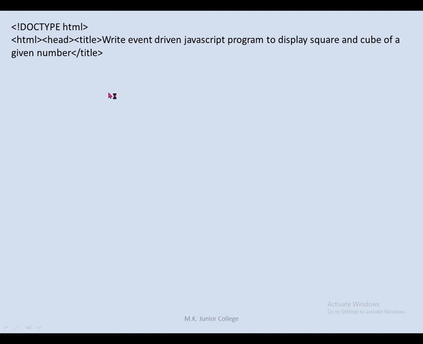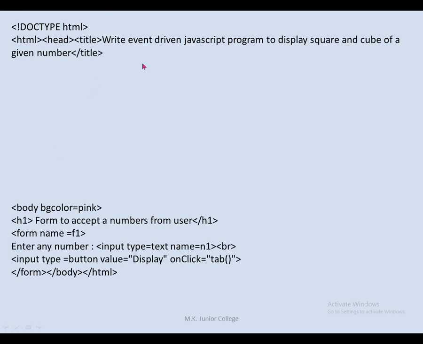Now see, in event driven, as I told you, first of all you will have a combination of form and functions. So first of all, I'm not writing the header part first. I'm starting with the basic tag, then HTML head, and I'm adding the title. I'm not closing the head tag here, we'll see. After that, directly I'm starting with body BG color because I want to display a form.